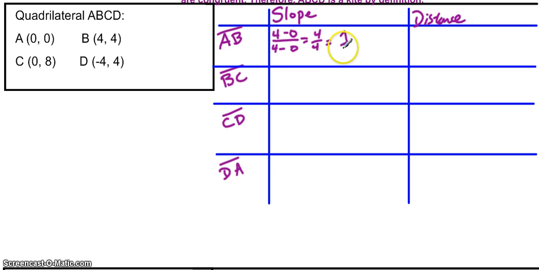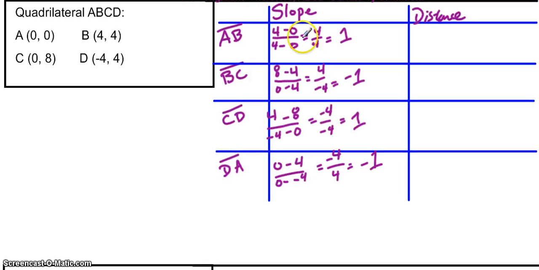Pretty easy. Pause the video here and try to find the slopes from B to C, C to D, and D back to A. The answers will appear, all of them, on the screen in 3, 2, 1. And so here are my slopes. AB is 1, BC is -1, CD is 1, DA is -1. With all the work, pause if you'd like to check out that work.